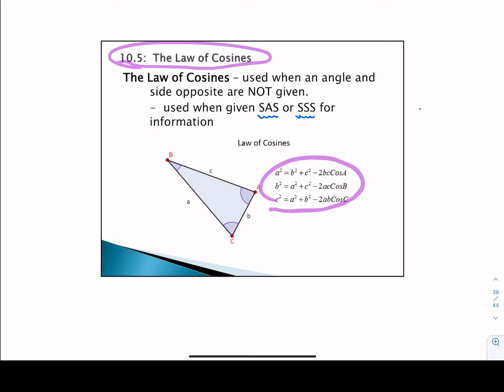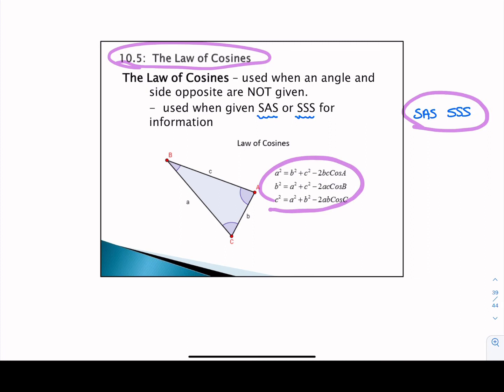So once again, if it's SAS, so side angle side, or SSS, it's three sides given for given information, then you're going to use the law of cosines. So this may be a really easy way for you to figure out which law to use moving forward.